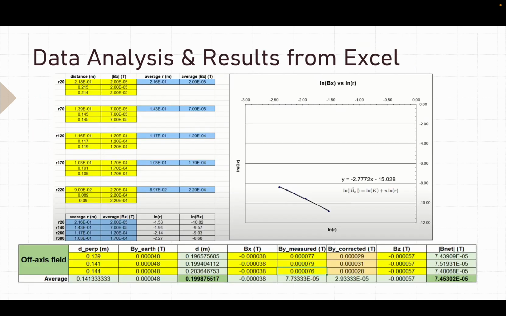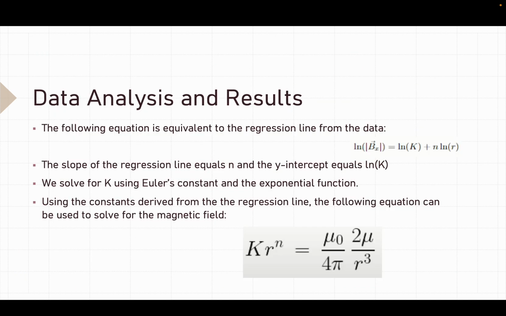And here we have our results for the experimental portion of the lab. Note the line of regression, and that as the distance between the magnet and the magnetometer decreases, the magnetic field increases. Also note the off-axis magnetic field measurements at the bottom of the screen. The following equation is equivalent to the regression line from the data in the picture, where the slope of the regression line equals n, and the y-intercept equals ln of k.